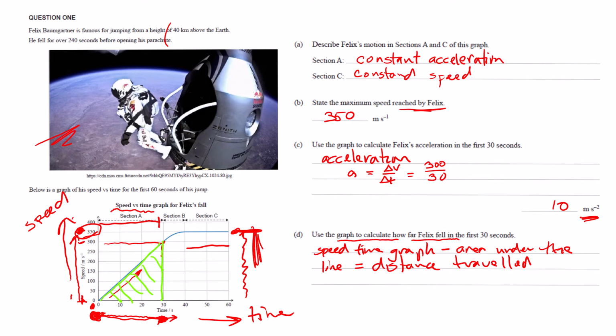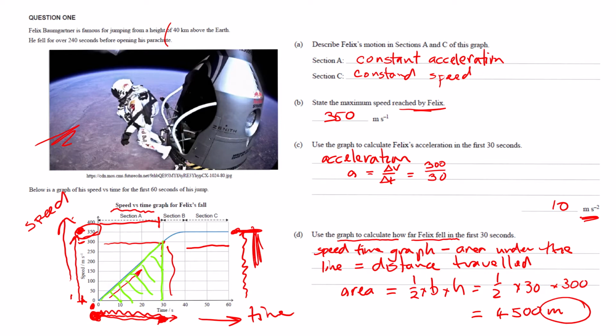And remember, the way we calculate our area of this triangle is a half times the base times the height. So it's a half. The base length is 30 and the height is 300. So there's our equation there, a half times 30 times 300, which is equal to 4,500 meters. And don't forget, we've got to include our units for that as well.